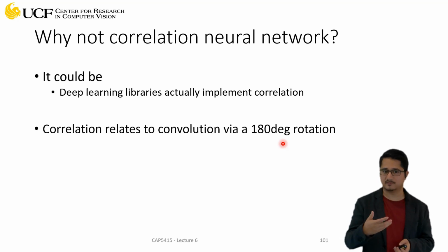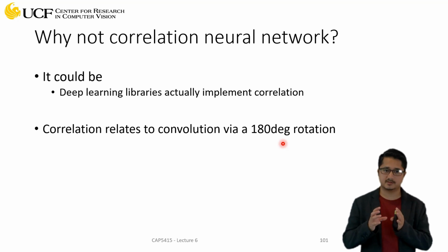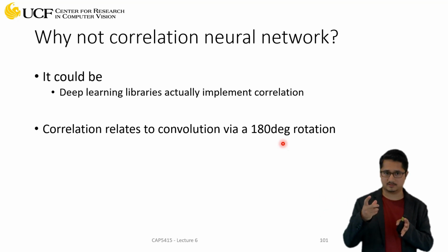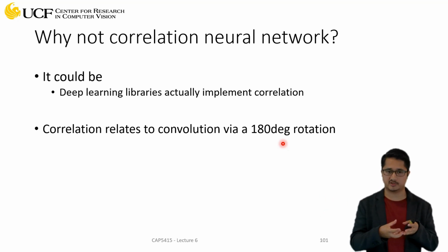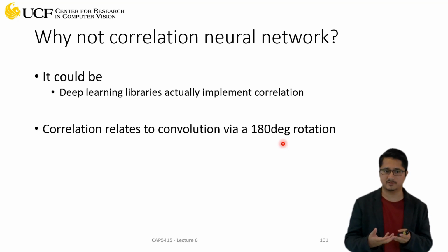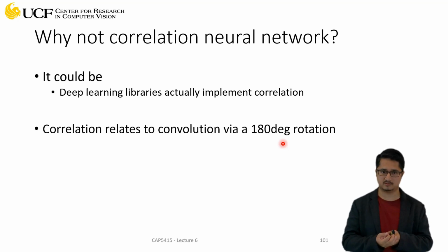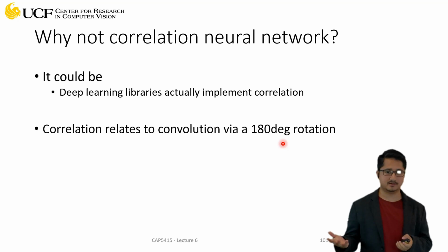And at the end, these filters are learned. So the idea is, if the network can learn filters based on the correlation operation, it can also learn the filters based on the convolution operation. Okay, so at the end, it doesn't matter whether you call this correlation or convolution.